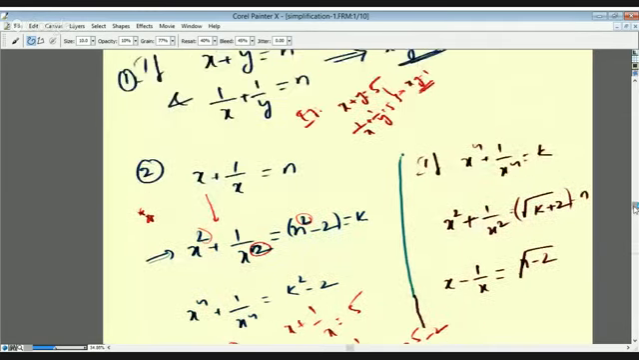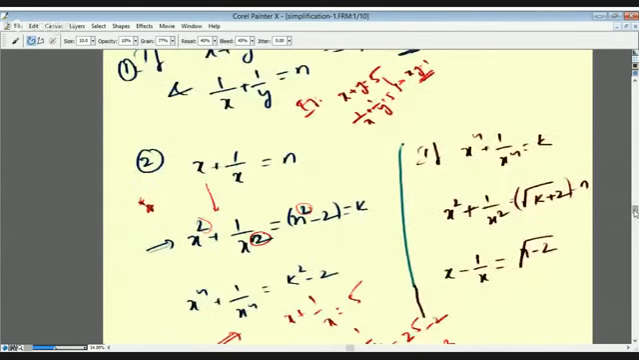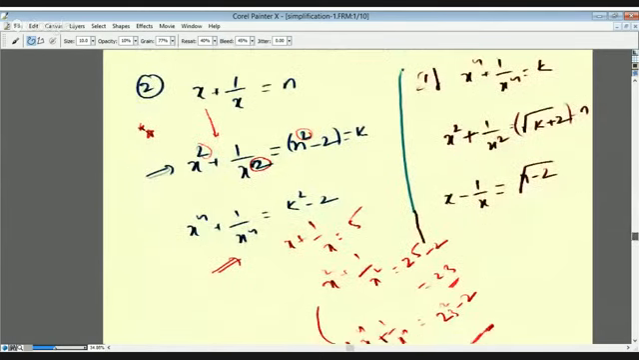One more important thing from this only: if we go in reverse order, like if x power 4 plus 1 by x power 4 is given, and you want to find out the square root, then you write plus 2 inside the root, whereas when you want to square it you write minus 2. So these two are very important concepts while solving the problems.